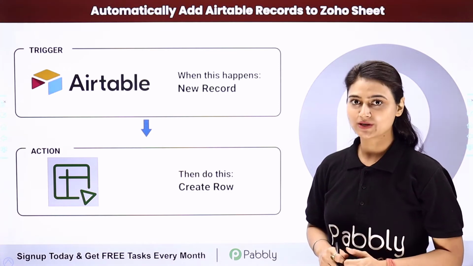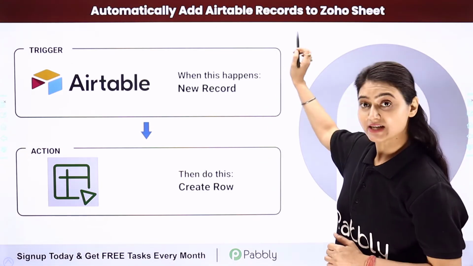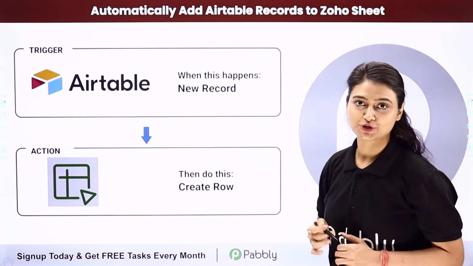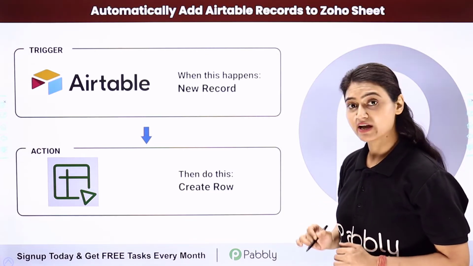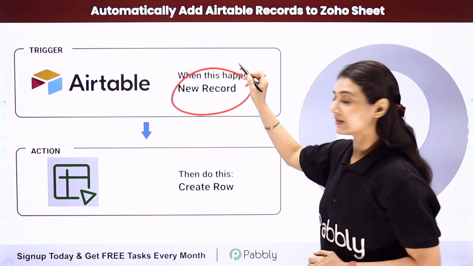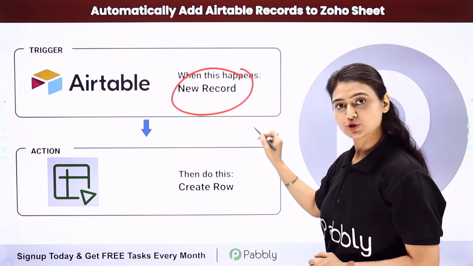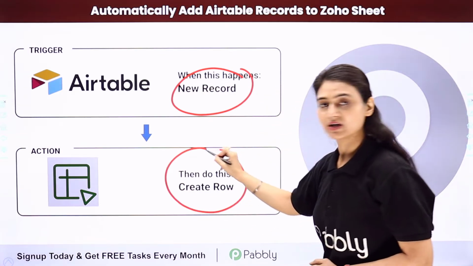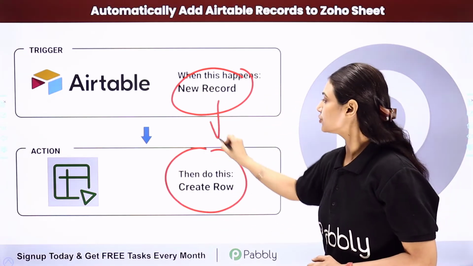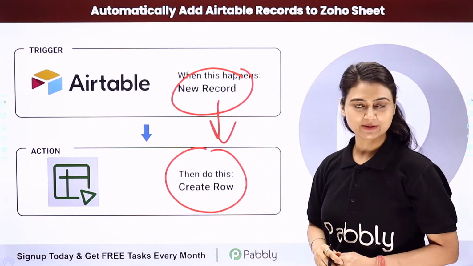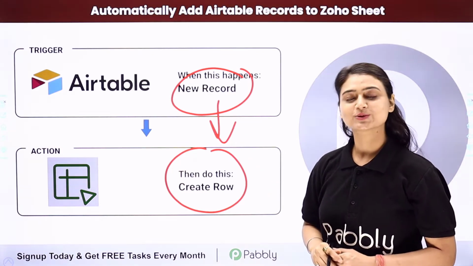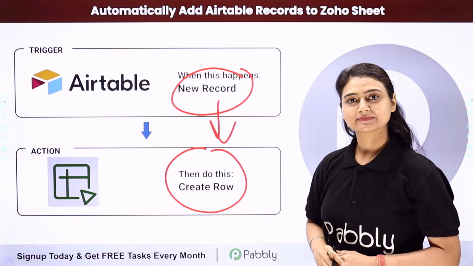In this video, we will learn how you can automatically add Airtable records to Zoho Sheets. So now let's say you want every time a new record is created in Airtable, its details should be added as a new row in a Zoho Sheet. So we are going to automate this entire process using Pabbly Connect. Come to my screen to see how we do this.